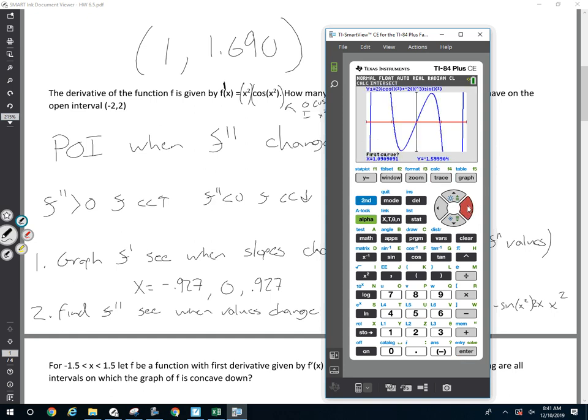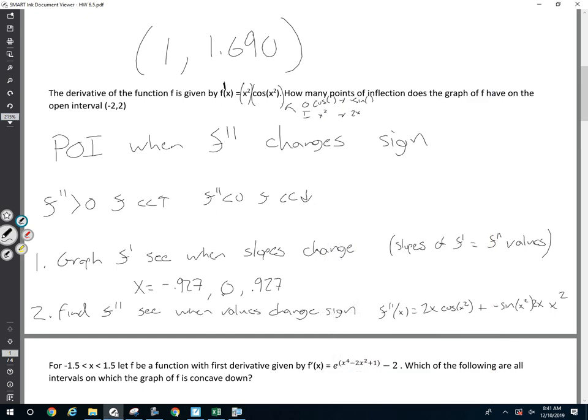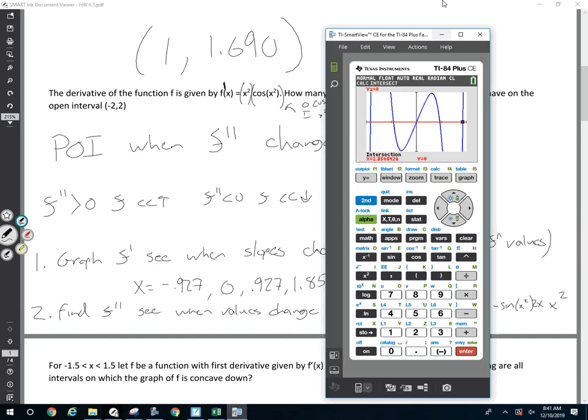So this is why this is a good question. We might not be able to see the signs changing. 1.850. Oh, this is interesting. 1.850, and I bet you the other one's at negative 1.850. And see, these are when f double prime is changing signs. It looks like it's at 4 locations. We were not able to see that. Yep.